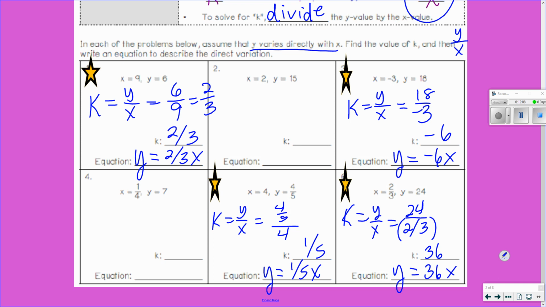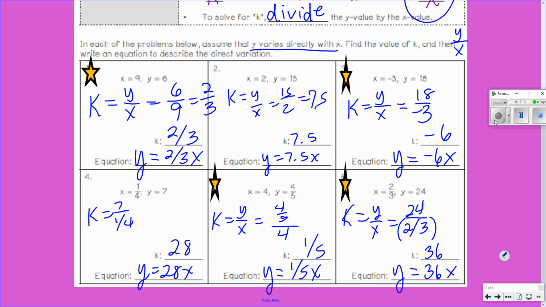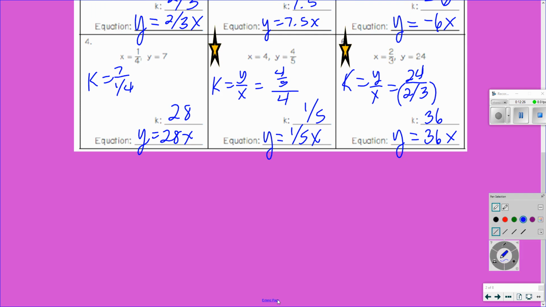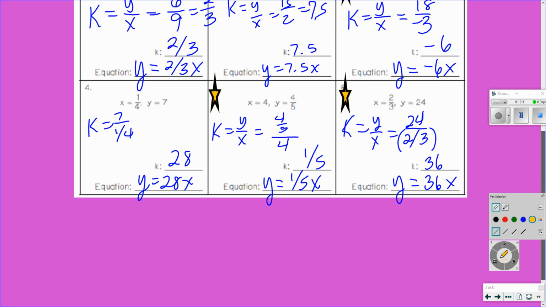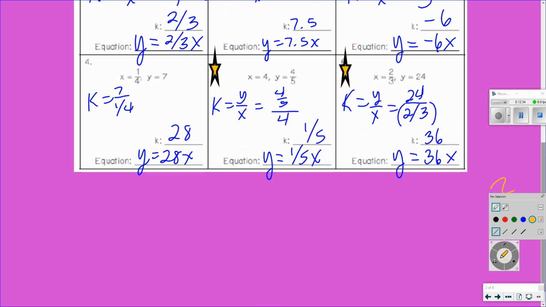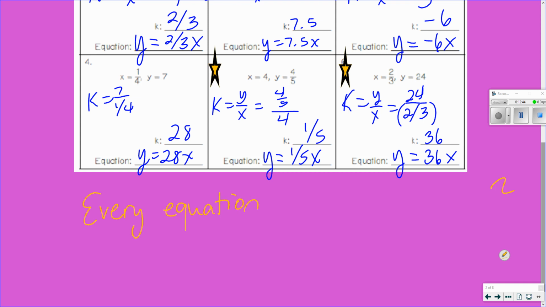Okay, guys, there's just 2 left. Go ahead and try those on your own and then we'll check. Okay, for the first one, I got y equals 7.5x. Did y'all get that? Yeah. And then on number 4, y equals 28x. Okay, what do we notice about every single one of these? What do y'all notice about every single equation in general? And I want you to write this at the bottom. Every equation... what do you guys notice?